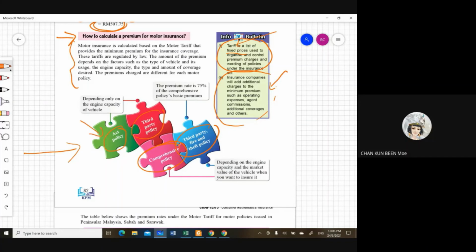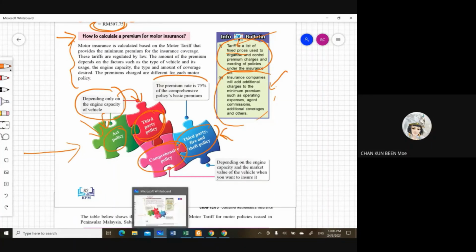For the Act policy, you can see here, it depends only on the engine capacity of the vehicle. And for the third-party policy and also the Act policy, these two, you can see the pointer is pointing to this. Then for the third-party fire and theft policy, the premium rate is 75% of the comprehensive policy's basic premium. So it is less, lah. If you go for this one, for sure it is cheaper. The comprehensive policy is the most expensive among all of them.